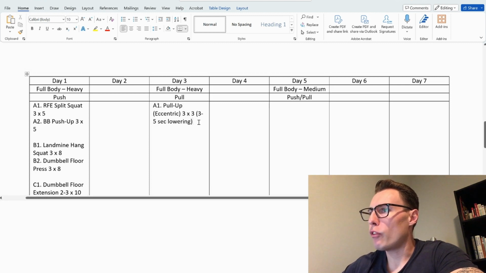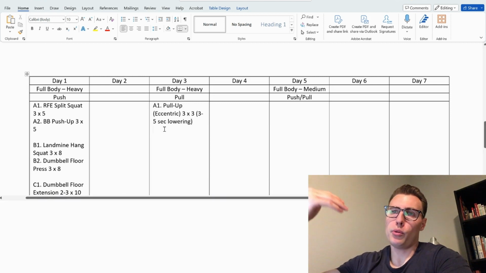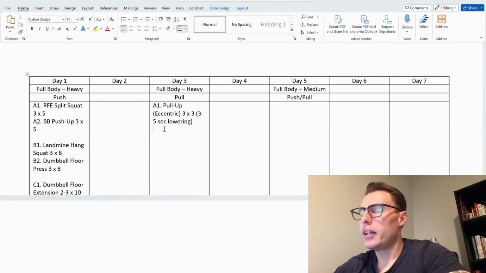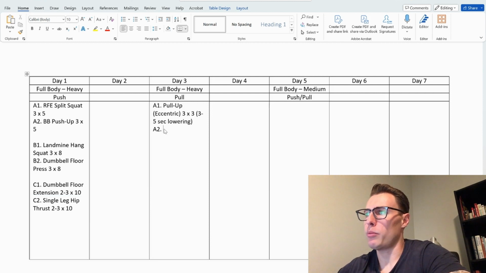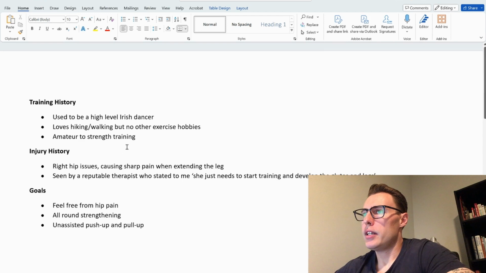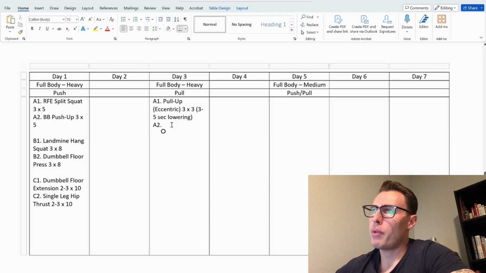So we did a full body pull. Now we're going to be doing more of an upper body pull, and then more of a lower body pulling movement. And what that means is basically the most popular lower body pulling movement, obviously, is the deadlift. But I wouldn't really want to pair that with a pull up or a chin up, because if this person is an amateur to strength training, and even if they're not, if you're pairing a pull up with the deadlift, there's a couple things that happen.